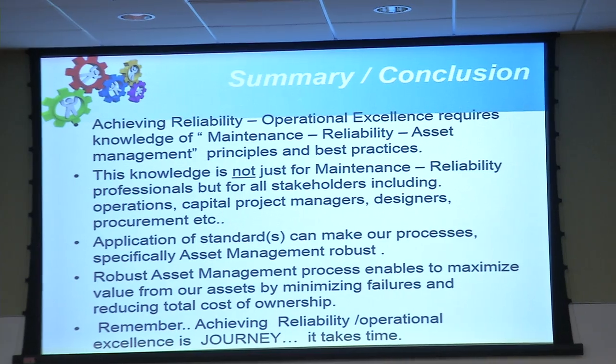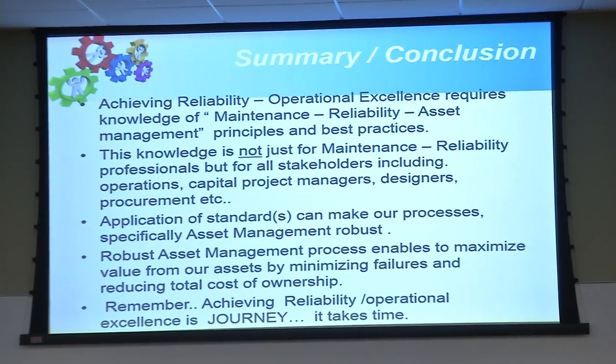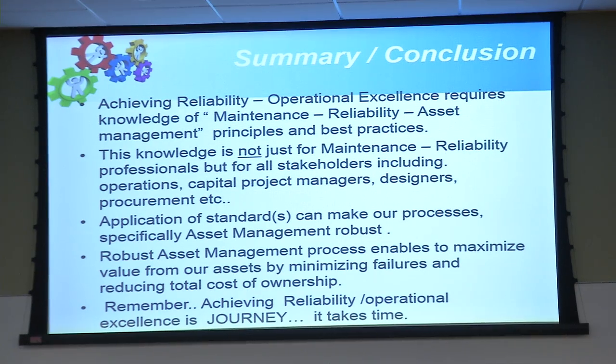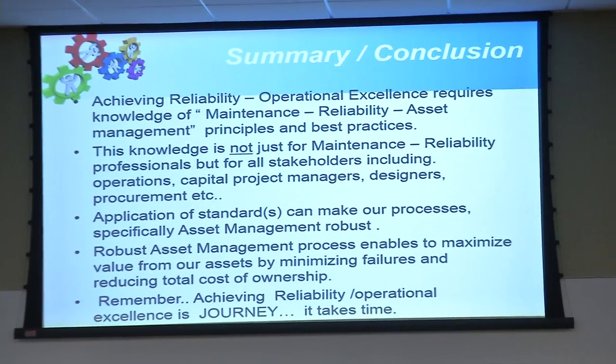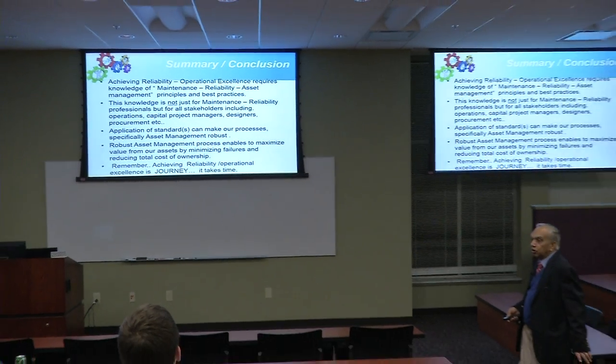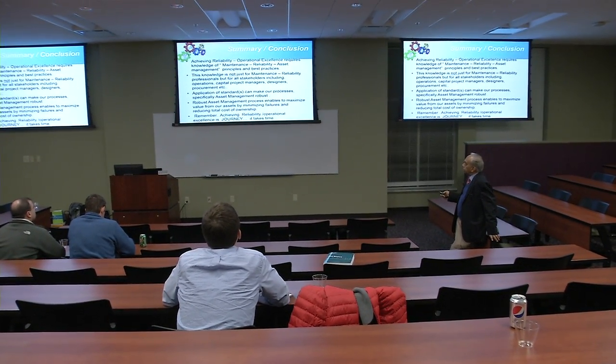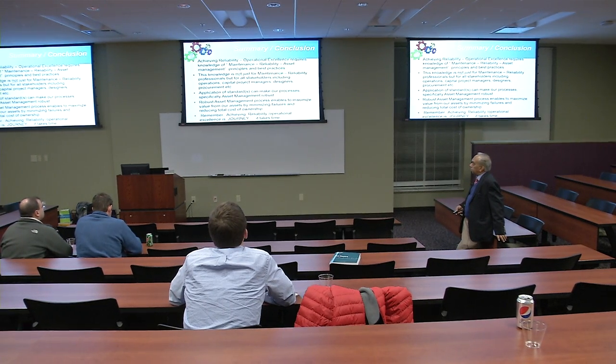In summary, achieving reliability and operational excellence requires knowledge of maintenance, reliability, asset management principles, and best practices. This knowledge is not just for maintenance guys, but for all stakeholders. Applying standards can make our process more robust. A robust assessment process enables us to maximize value from our assets by minimizing failures. It's a journey.